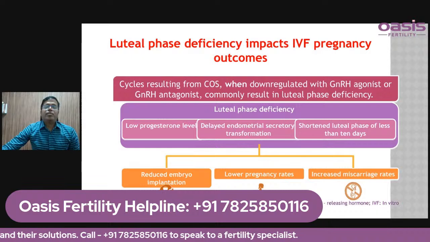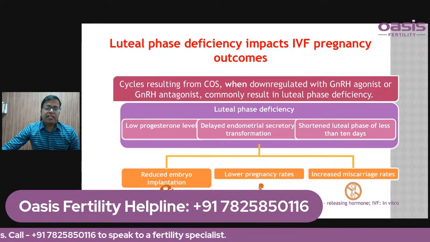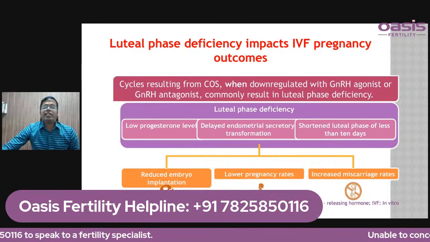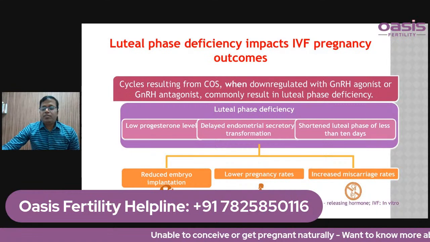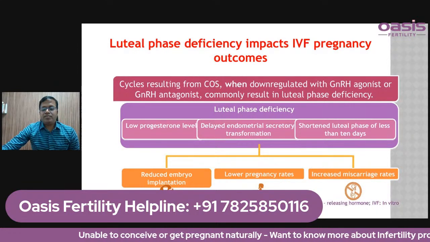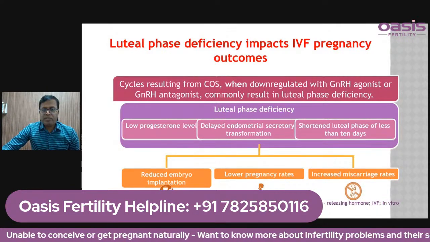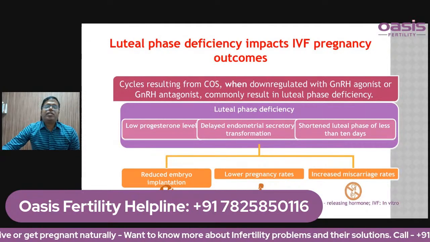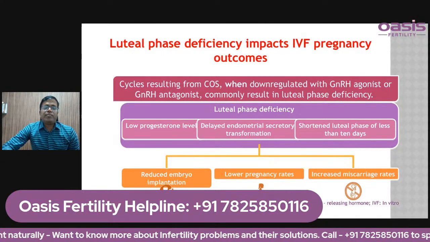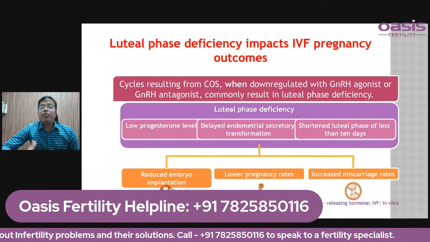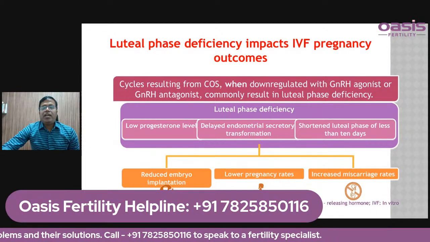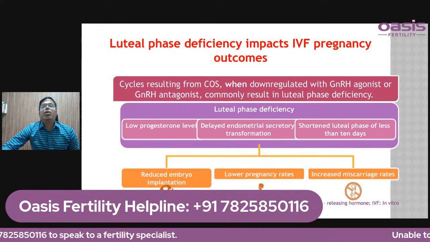So these embryos are transferred in another cycle, in another HRT cycle or natural cycle, where usually we don't allow the ovaries to release the eggs, so that there is no natural corpus luteum. So definitely there will be a luteal phase deficiency or decrease in the progesterone level. In all those conditions we use extra support of progesterone, because if there is low progesterone, embryo implantation will be reduced. The embryo will not implant with lesser progesterone. And there will also be delayed endometrial secretory transformation, which will lead to lower pregnancy rates.